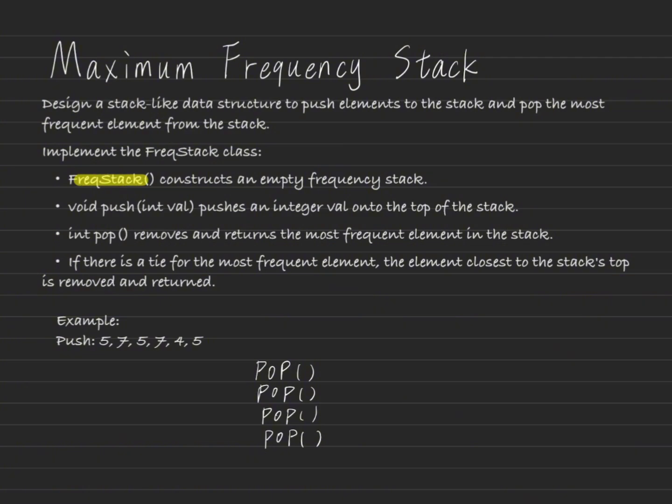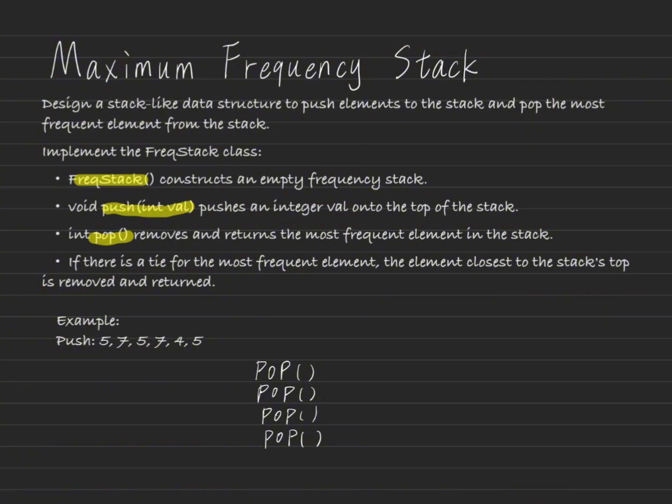Calling FreqStack will construct an empty frequency stack. Calling push with the value will push the integer value onto the top of the stack. And calling pop will remove and return the most frequent element in the stack. If there's a tie for the most frequent element, the element closest to the stack's top is removed and returned.